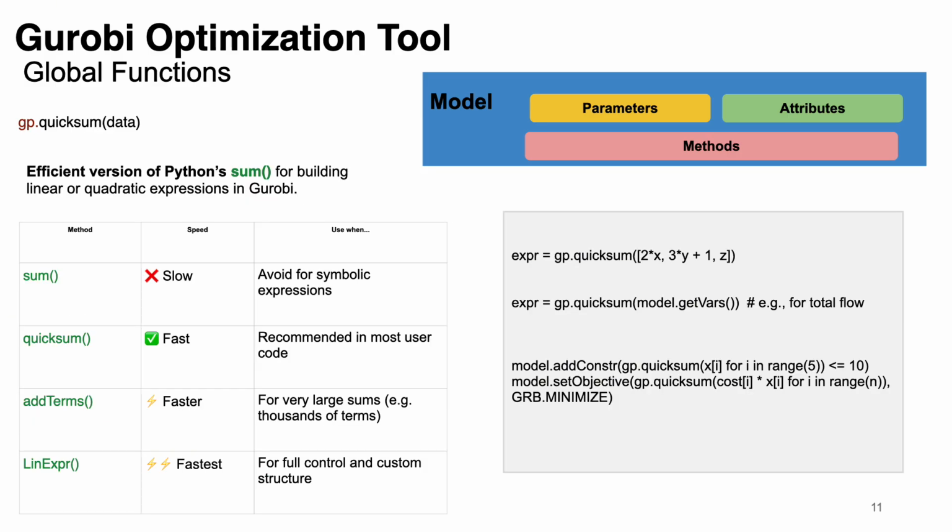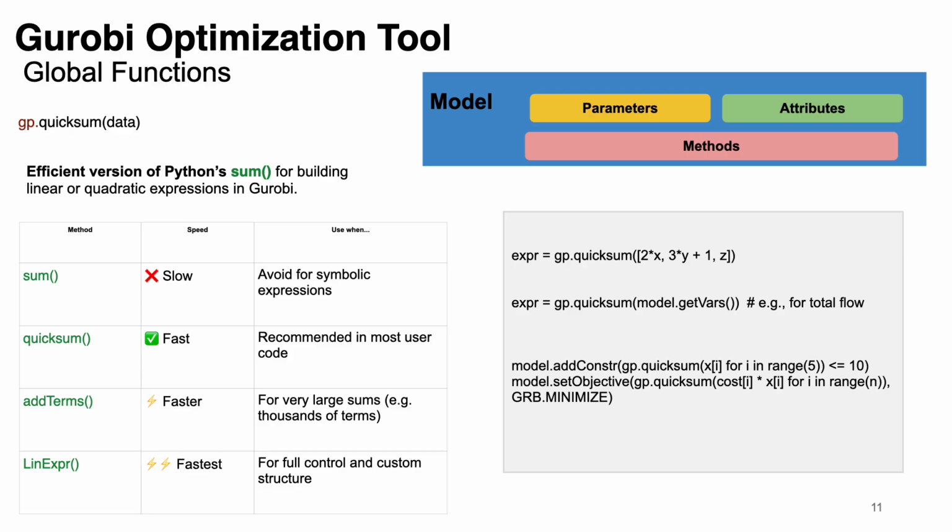It is important to choose the right tool for the right job. As you can see from our efficiency table, the standard Python sum function is quite slow for symbolic expressions and should generally be avoided in Gurobi. QuickSum is our recommended sweet spot for most user code, providing a great balance of speed and readability. For truly massive sums involving thousands of terms, you might look at addTerms or LinExpr for even faster performance.